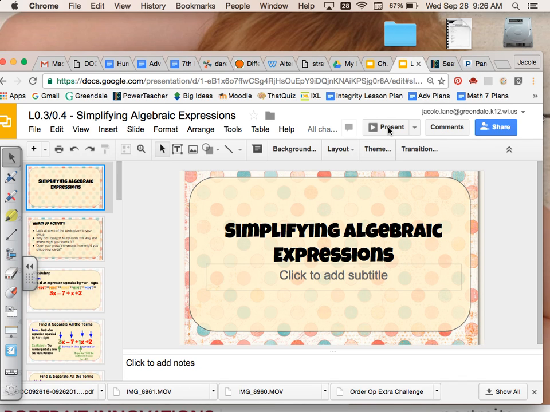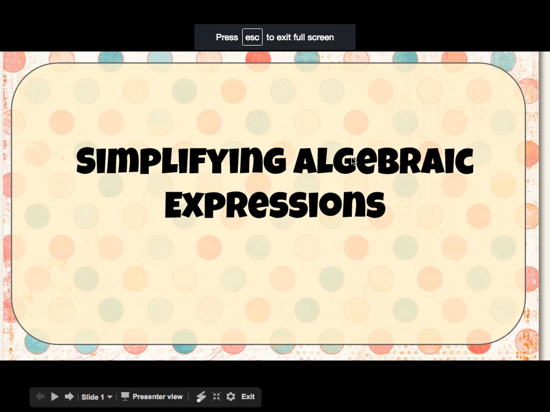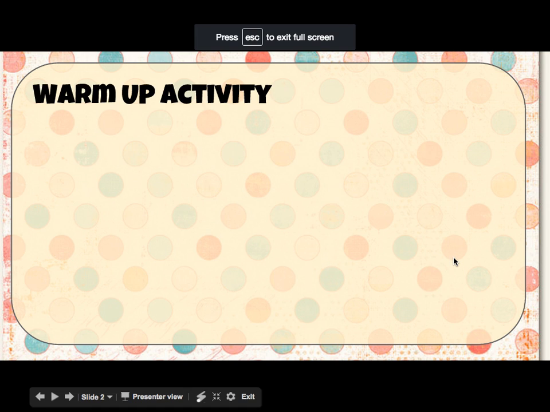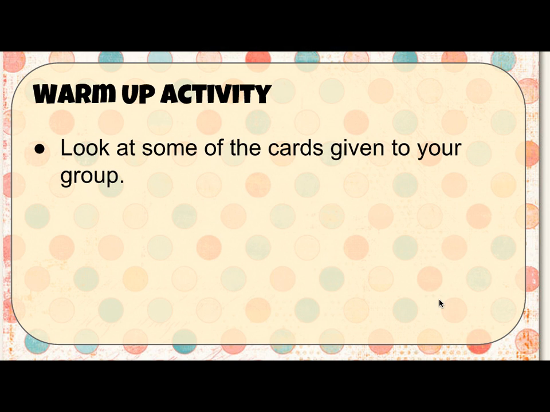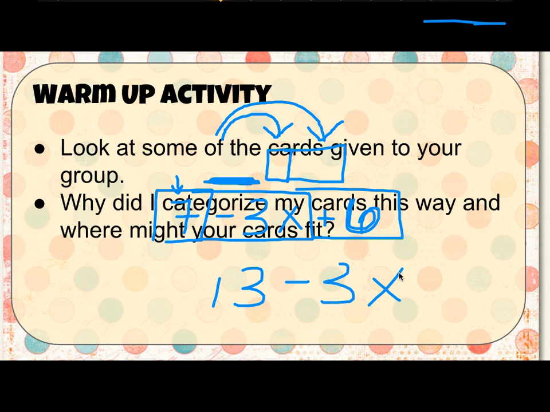Now I know that this is a review from the past. There we go. And what we did is we started with an activity, and I gave some cards to a group, and I put some cards on the board, and I asked groups to figure out where their card might fit.